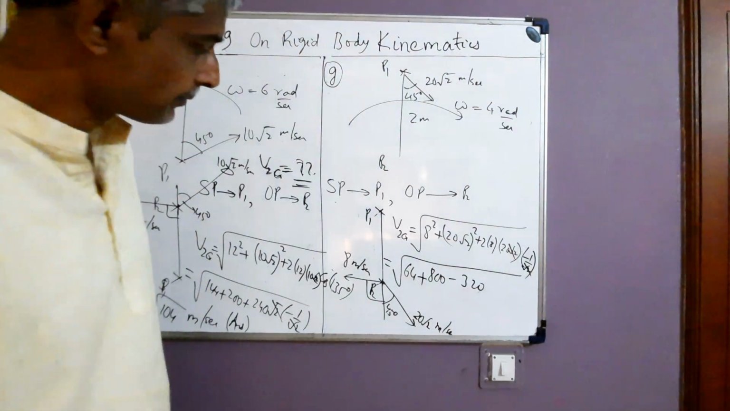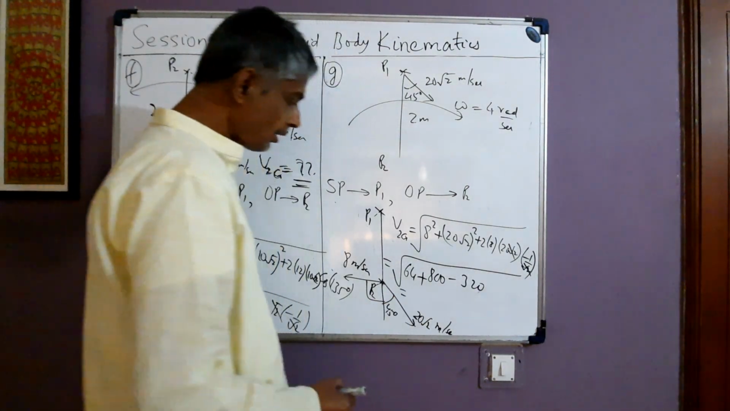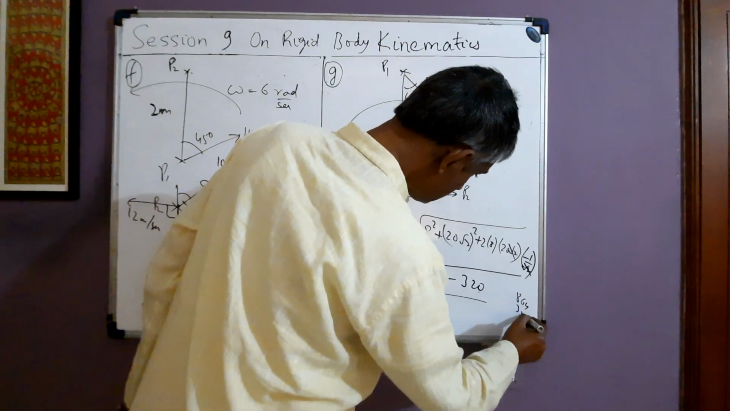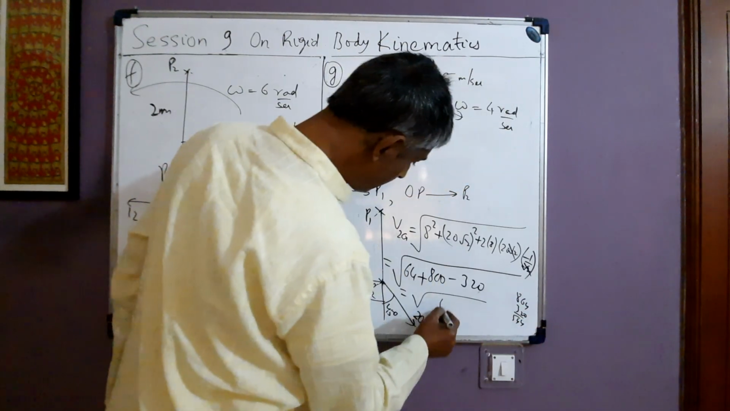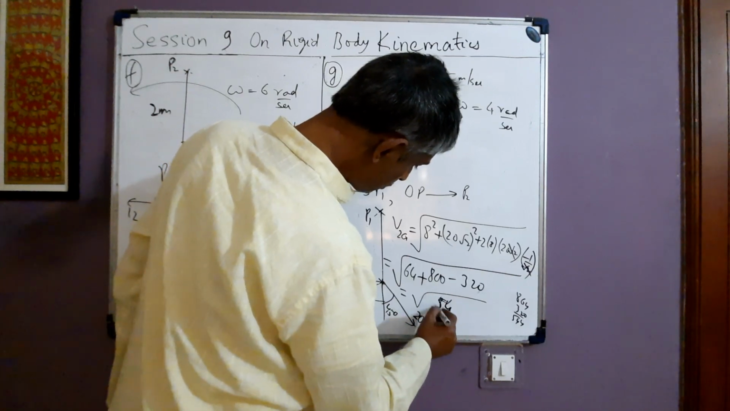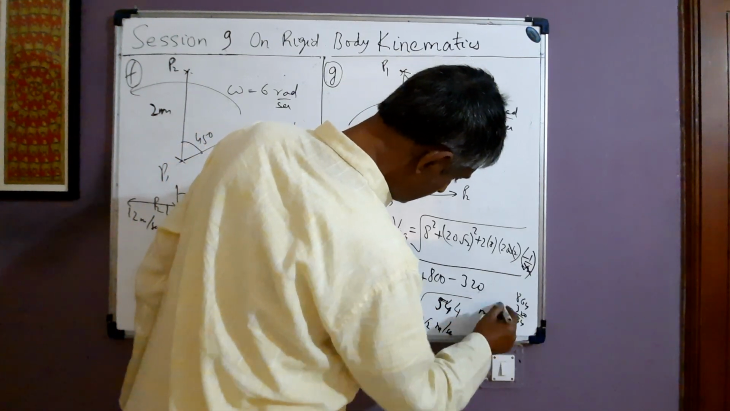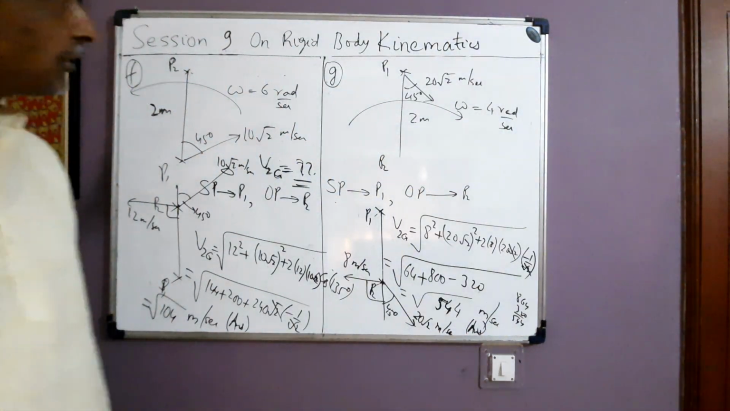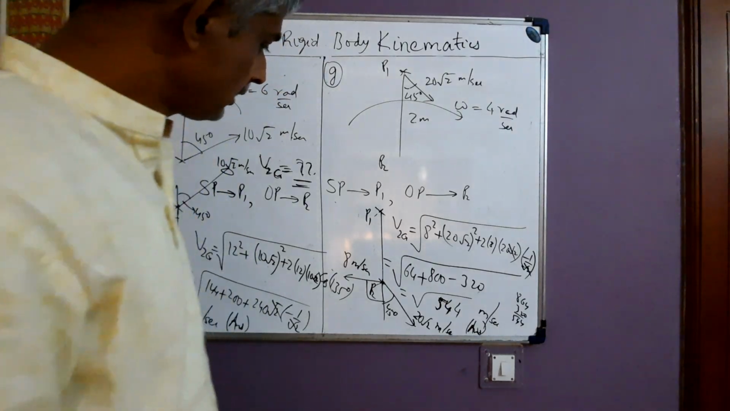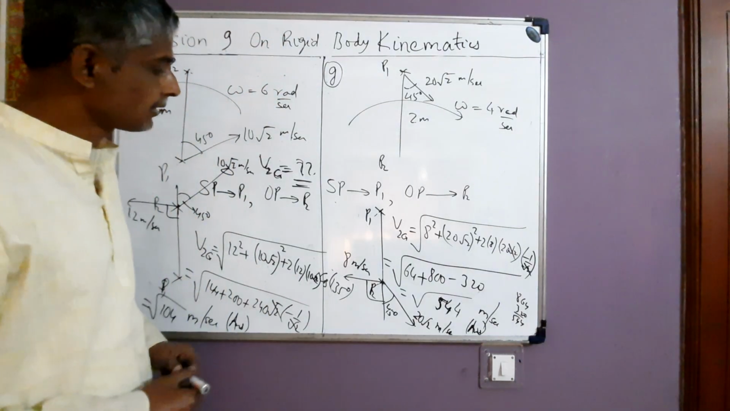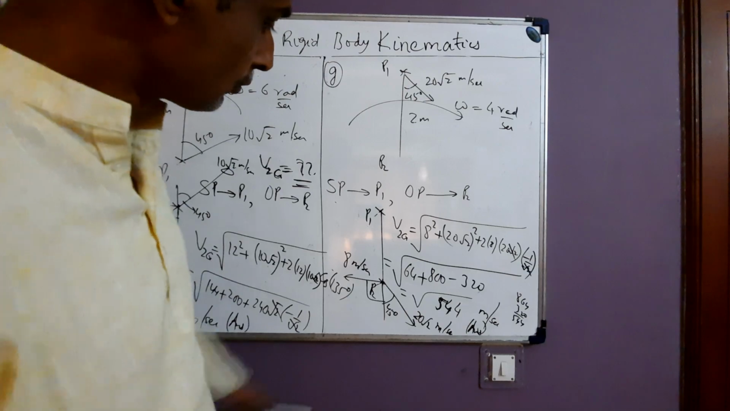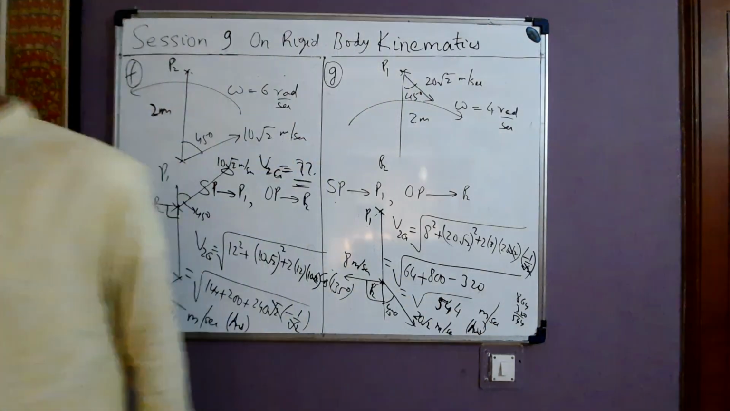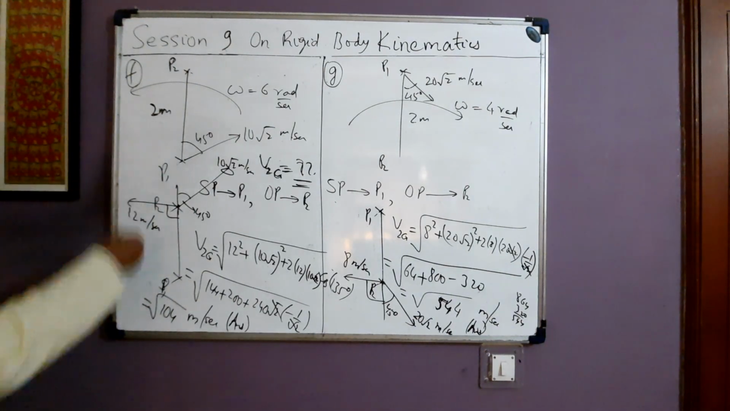Is it clear? Okay. So this becomes 864 minus 320, which is 544. Root 544 meter per second is the required answer. The velocity of P2 with respect to ground becomes root 544 meter per second. You can simplify this further, or you leave it like this, there is no harm. Okay, fine. I'll rub this also.